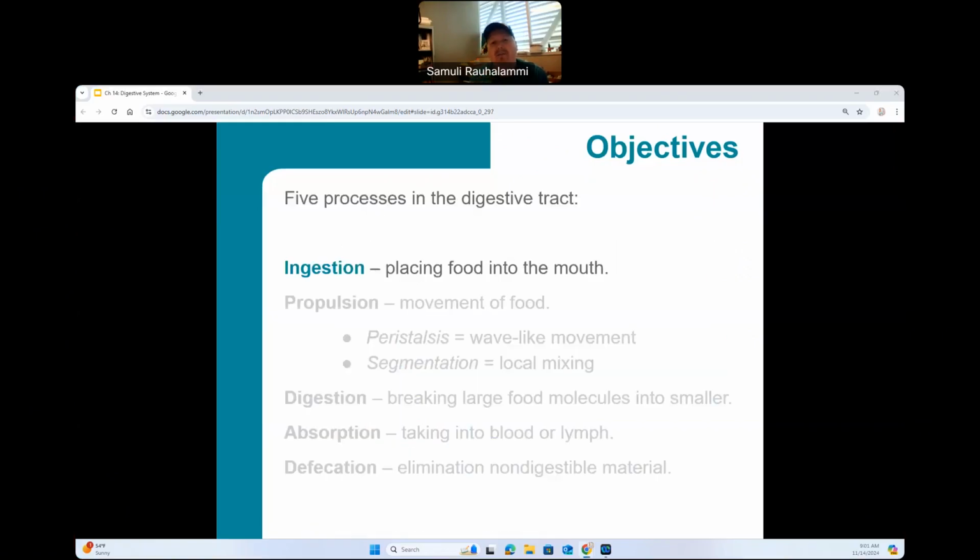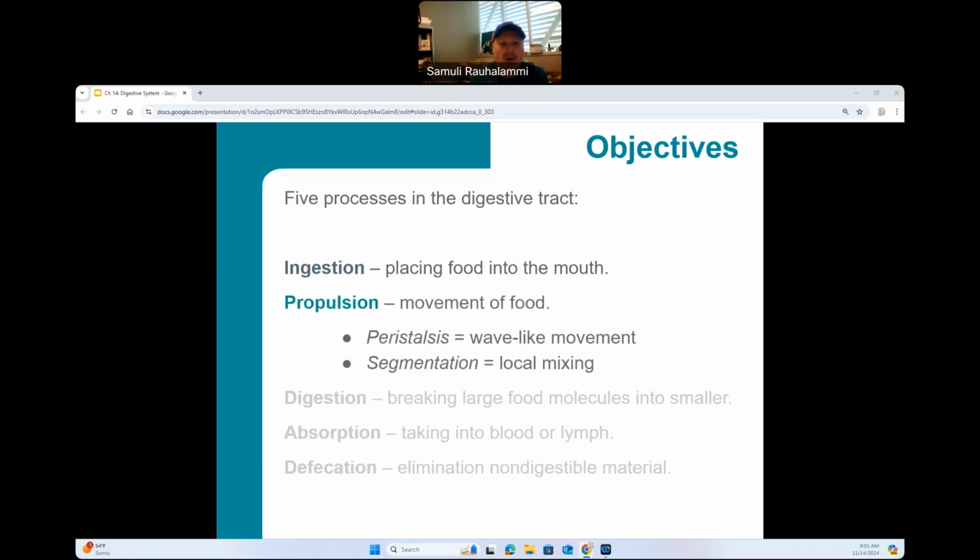So there's really 5 processes in the digestive tract that we will look at closer. The first of these is ingestion, so voluntarily getting food into the mouth and then to the digestive system. This is something that I anticipate will come up in your exam, so definitely a word worth knowing.